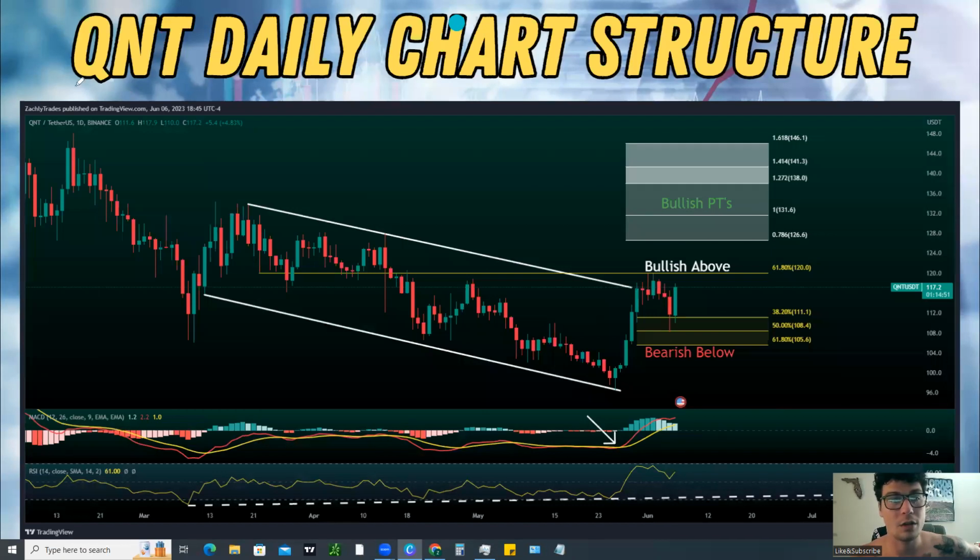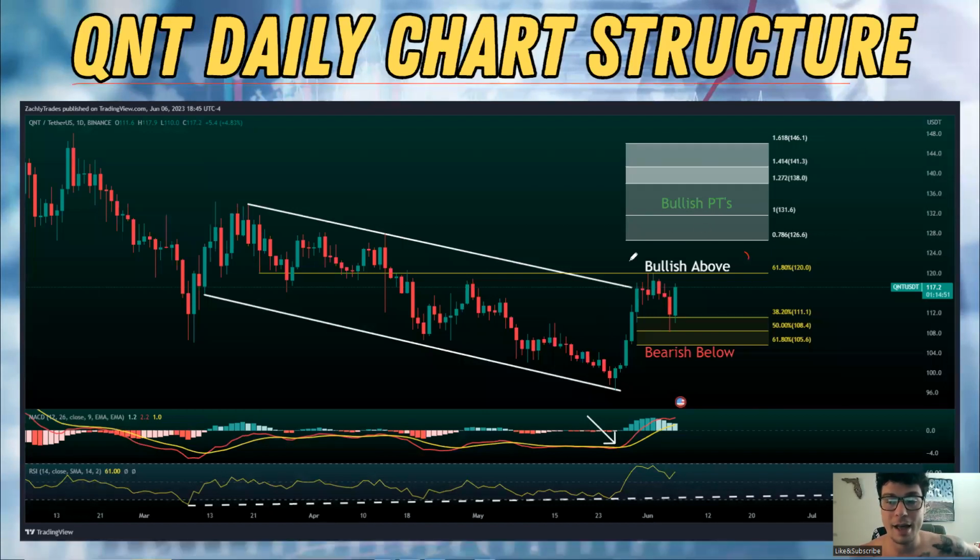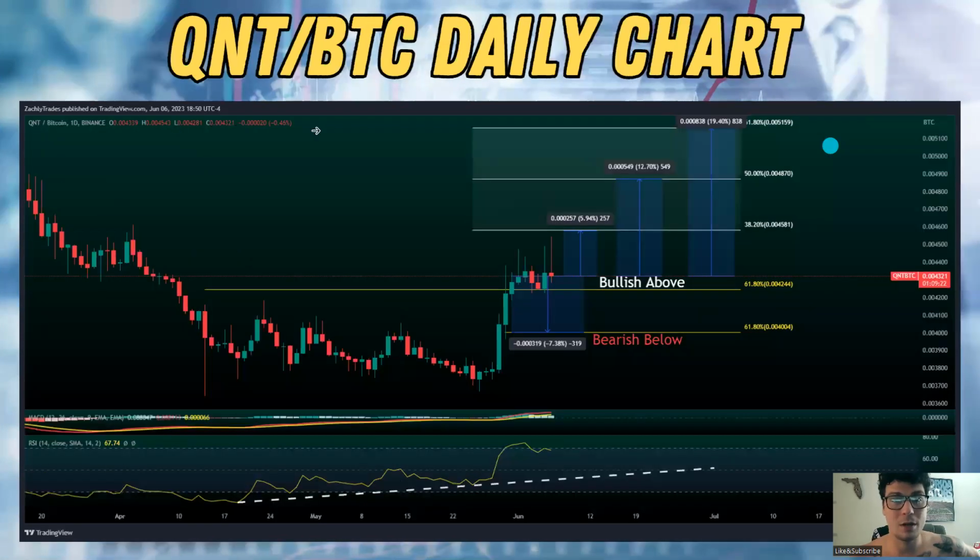We're going to break down Quant, ticker symbol QNT. Had a very nice day today, and we're going to see if that bullishness can continue. We're going to go over the key areas we need to stay above, the really big level we need to break out past, as well as some of the bullish price targets we could possibly hit. We'll also break down the Quant Bitcoin chart in today's video and go over, from the QNT/BTC timeframe chart, what we possibly could see to the upside as well as to the downside.